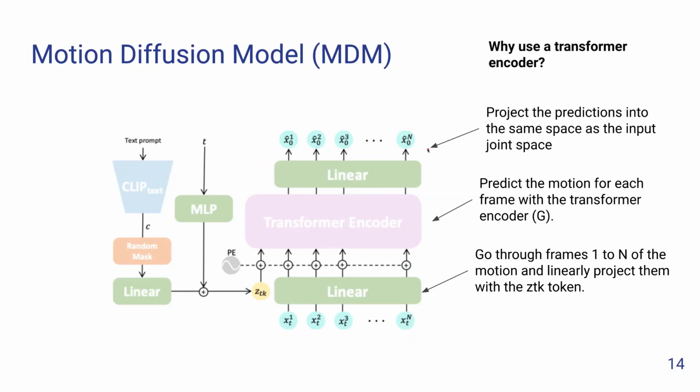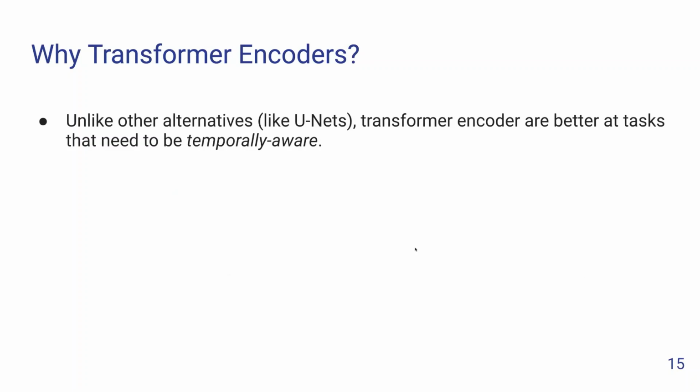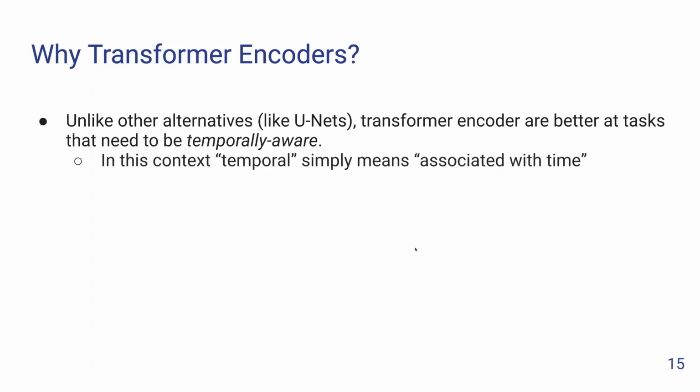Now you may be asking, why are we using a transformer encoder here? Usually with a diffusion model, we're using something along the lines of a UNet or some variation of a UNet. So why a transformer encoder? Unlike other alternatives like UNet, transformer encoders are more temporally aware. What does that mean, temporally aware? In this context, when I say temporally aware, I mean it's able to take things into context with time, right?